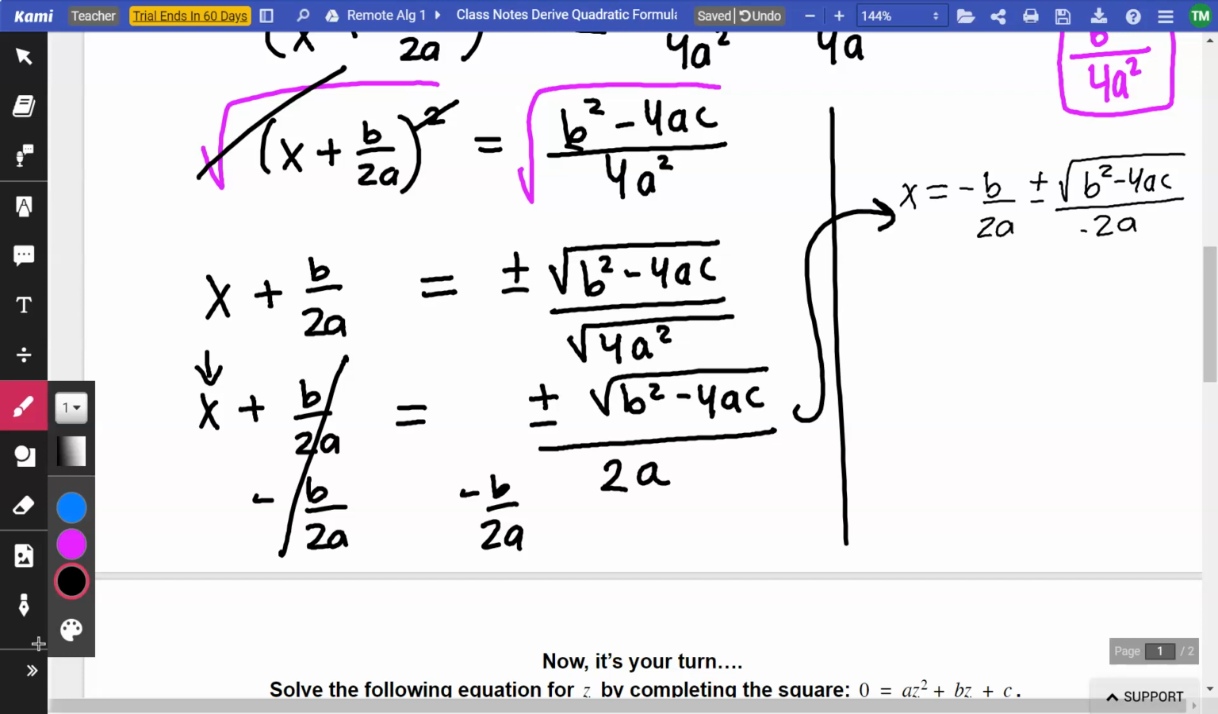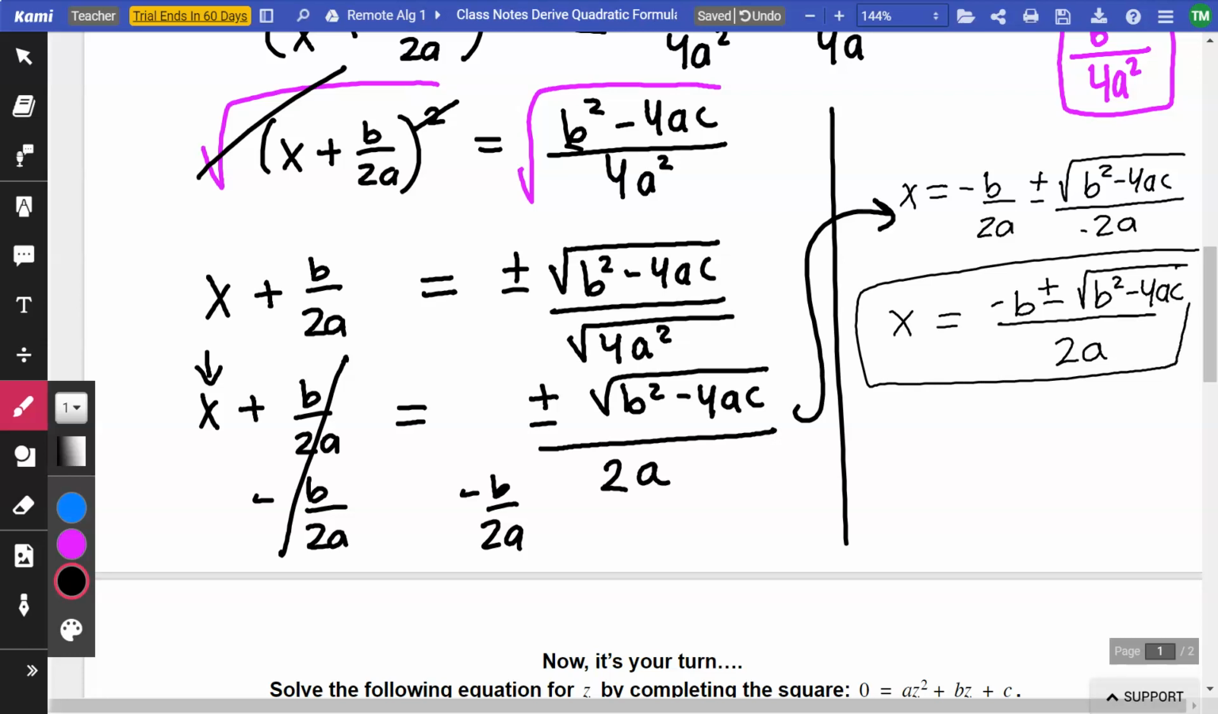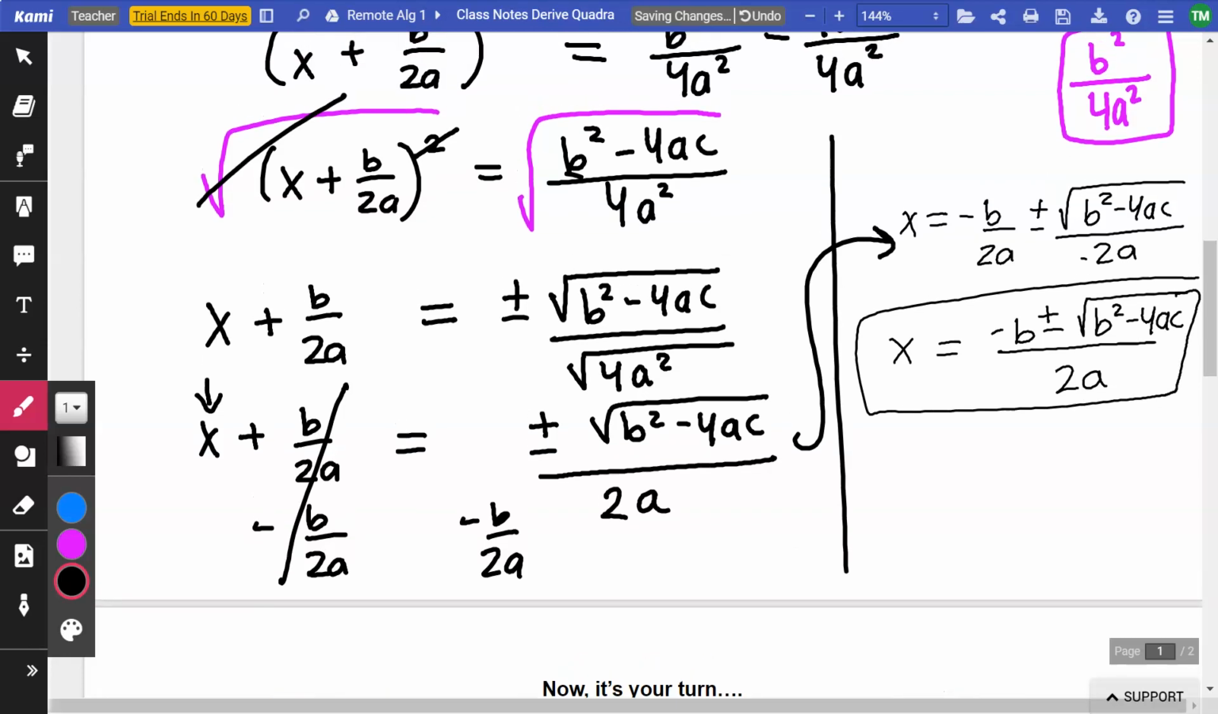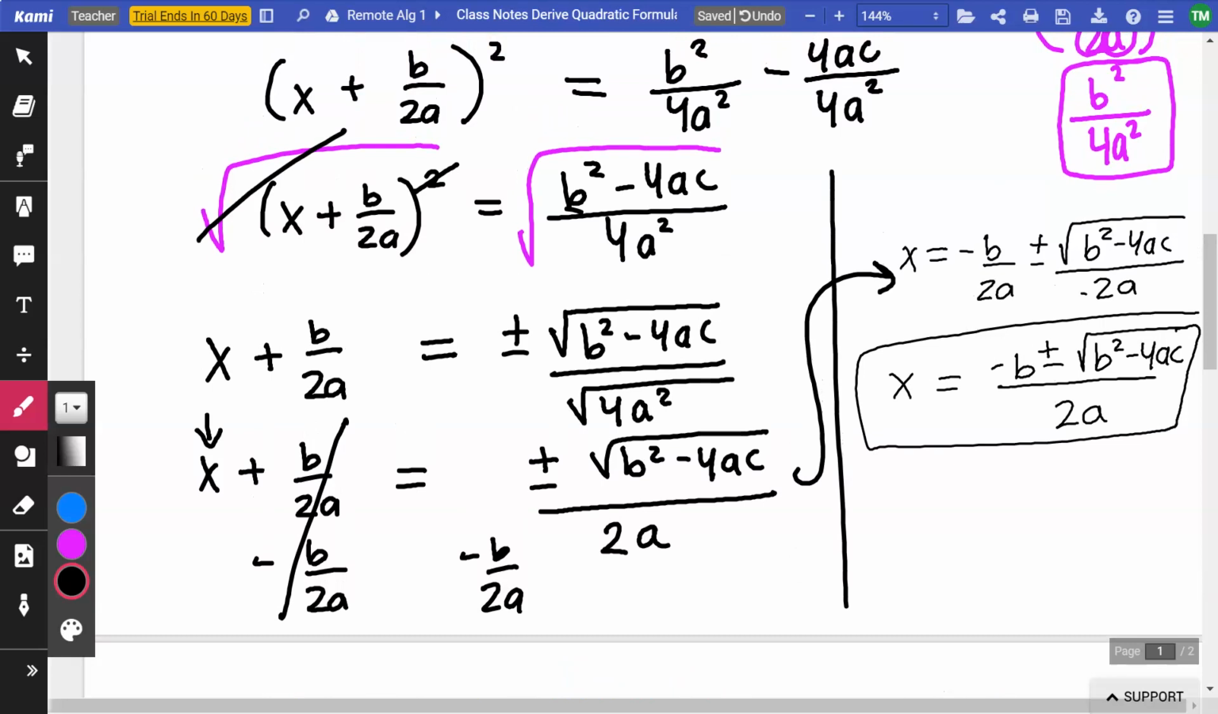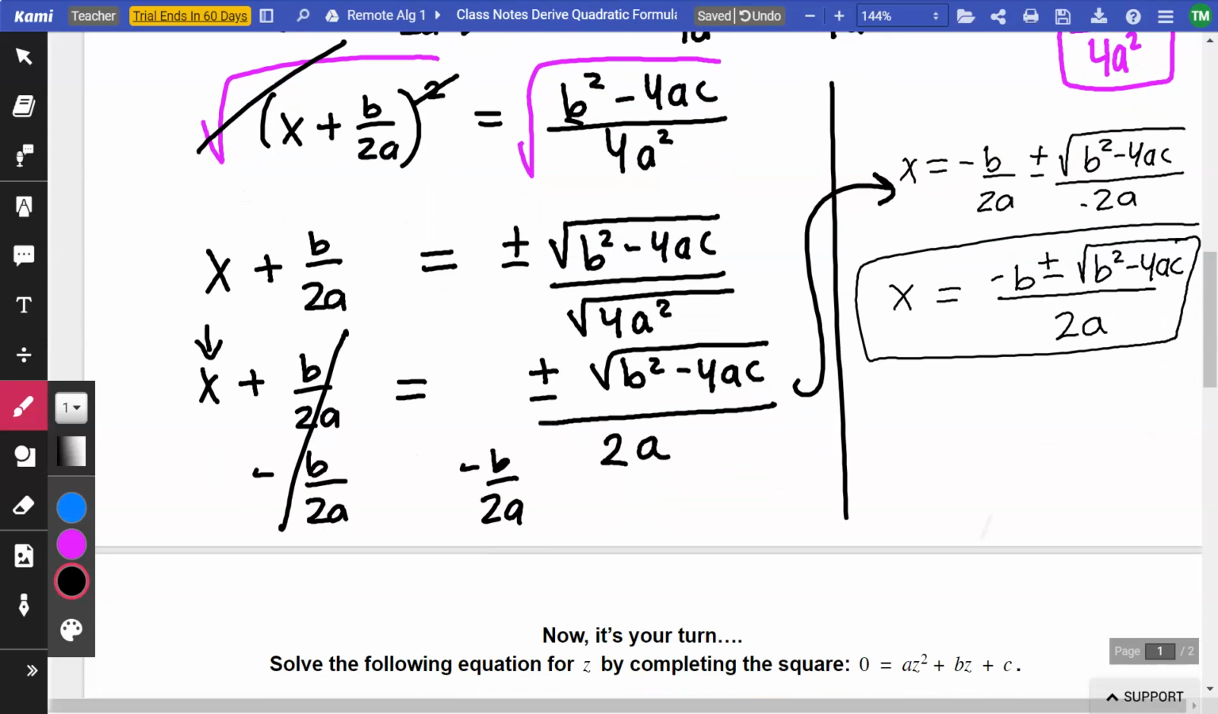Well, hey, don't these fractions have the same denominator? So couldn't I go ahead and combine them into one fraction? So x is equal to, I'm going to combine them into one fraction with the denominator of 2a. And then that means the numerators get combined, so negative b plus or minus the square root of b squared minus 4ac. And hey, check it out. We have the quadratic formula. X is equal to negative b plus or minus the square root of b squared minus 4ac all over 2a.